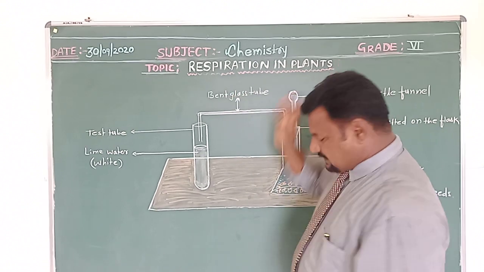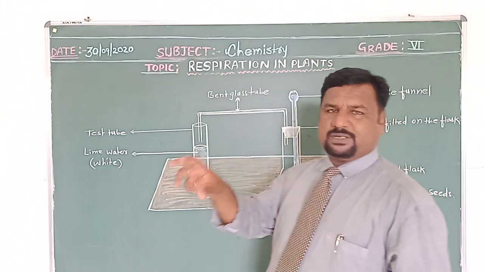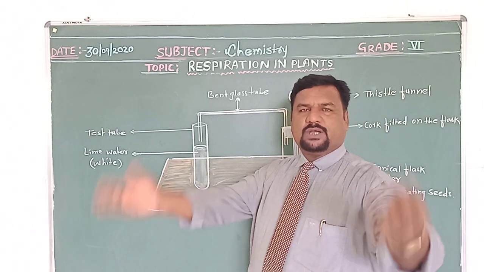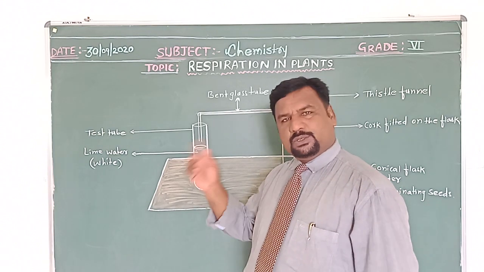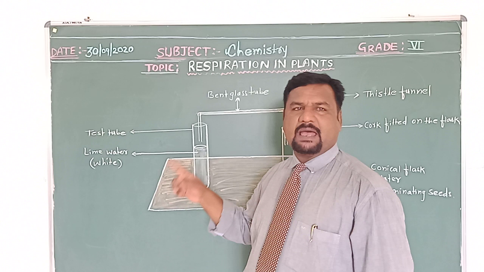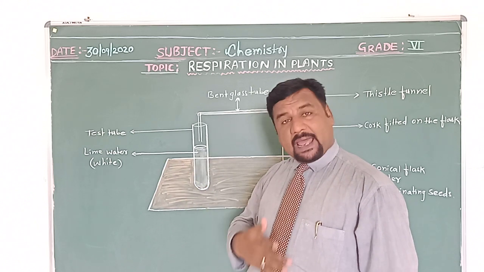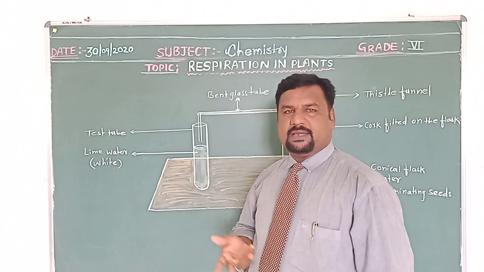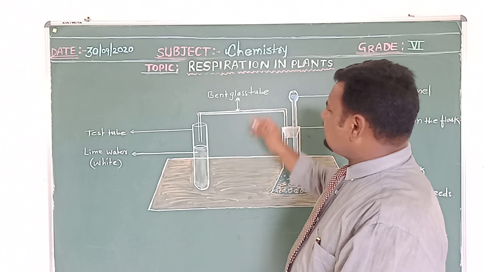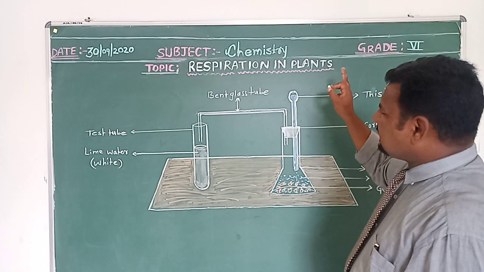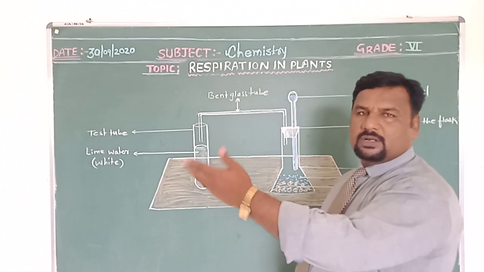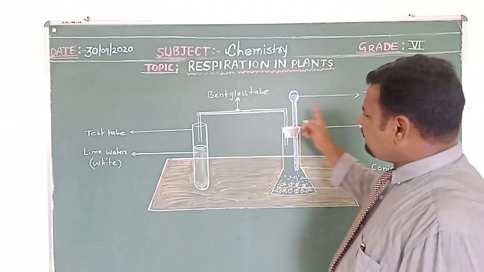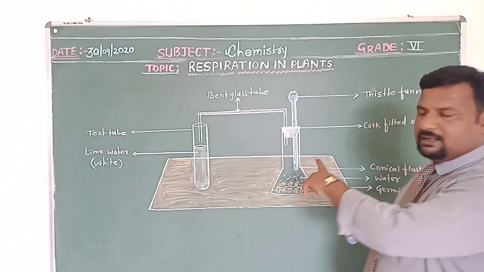Now, respiration in plants. That misconception, that only human beings and animals take in O2 and give out CO2 during respiration, is not right. The same process happens in plants also. Plants too respire by taking in oxygen and giving out carbon dioxide. We can prove this by a simple activity, a simple experiment.